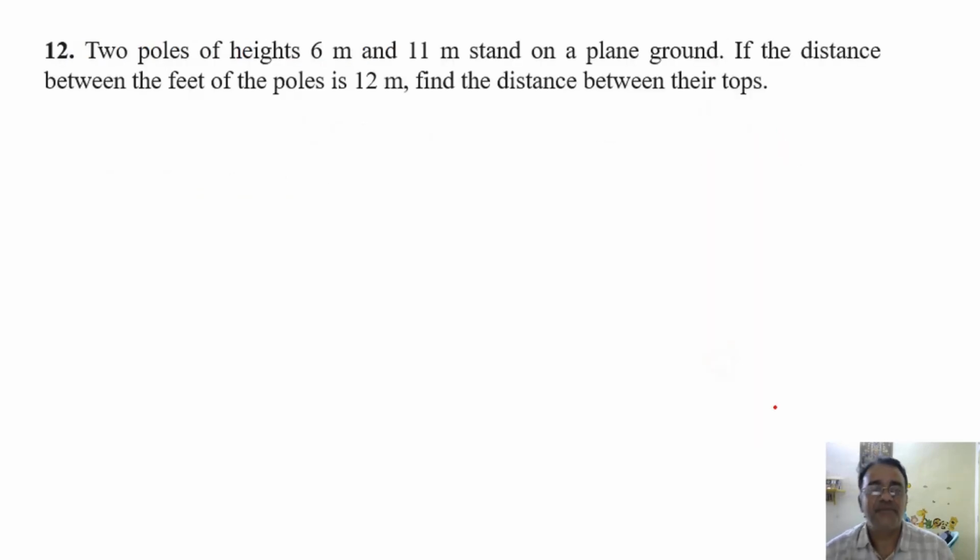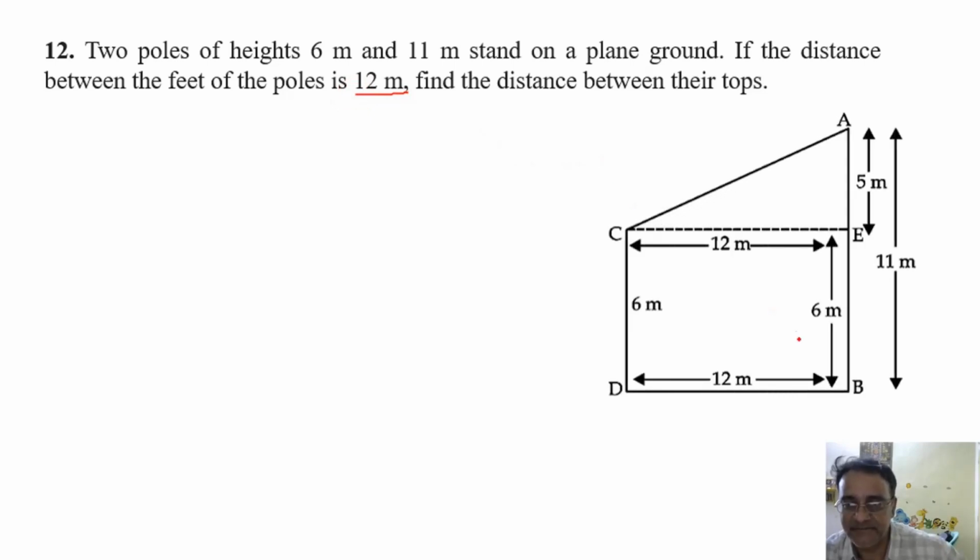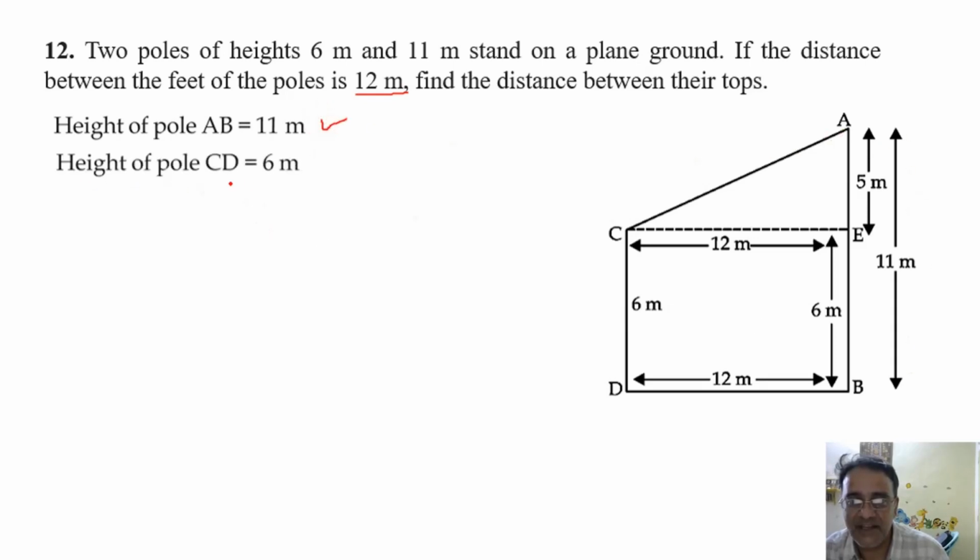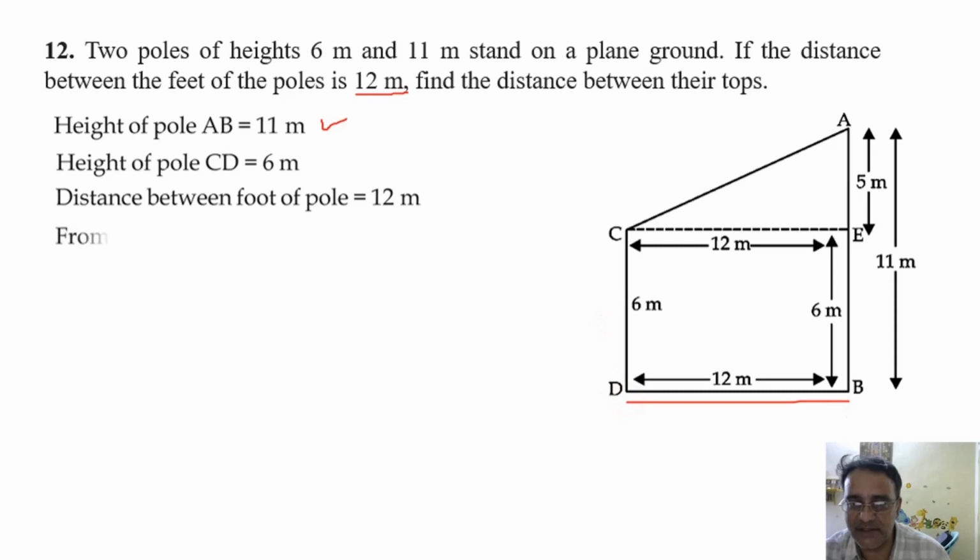Next question. Two poles of heights 6 meter and 11 meter stand on a plain ground. If the distance between the feet of the poles is 12 meter, find the distance between their tops. So this is the diagram. What is given: the height of the pole AB is 11 meter, the height of the pole CD is 6 meter, and the distance between their feet is 12 meter.